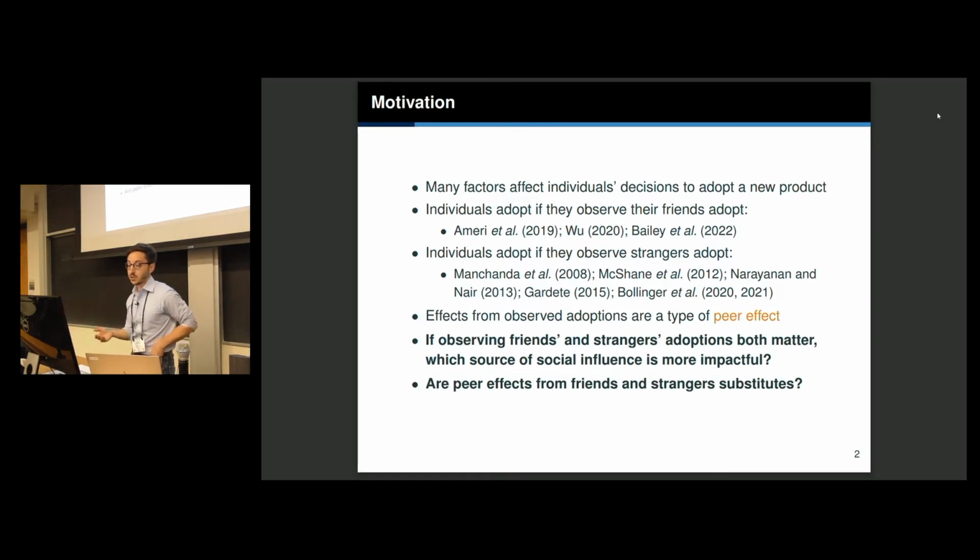And the second question we want to answer: are peer effects from friends and strangers substitutes? It's expensive to gather social network data. If you can get all the heavy lifting done by relying on peer effects from strangers without gathering these social network links, then maybe that's worthwhile in some contexts.